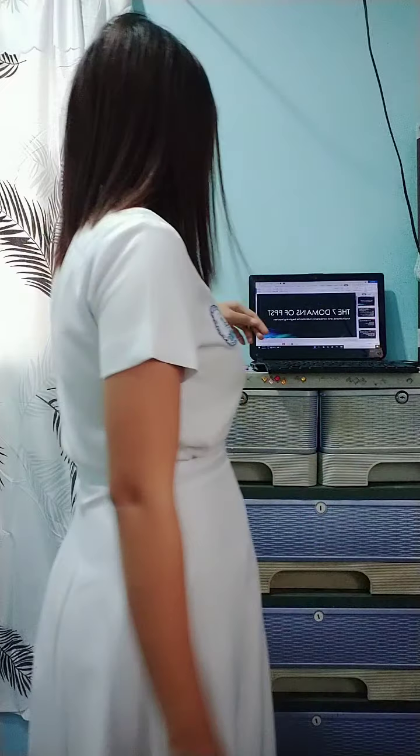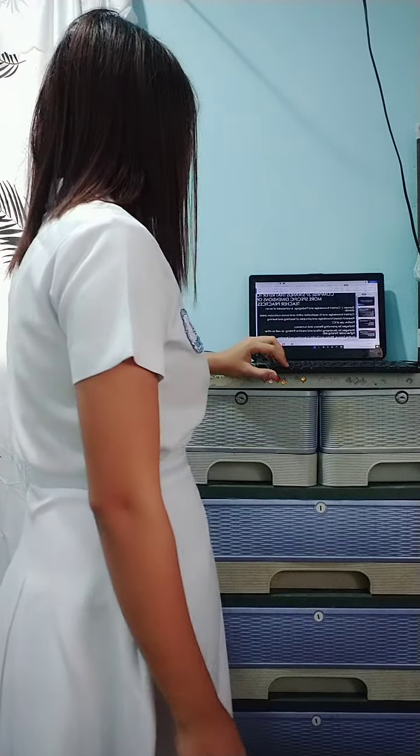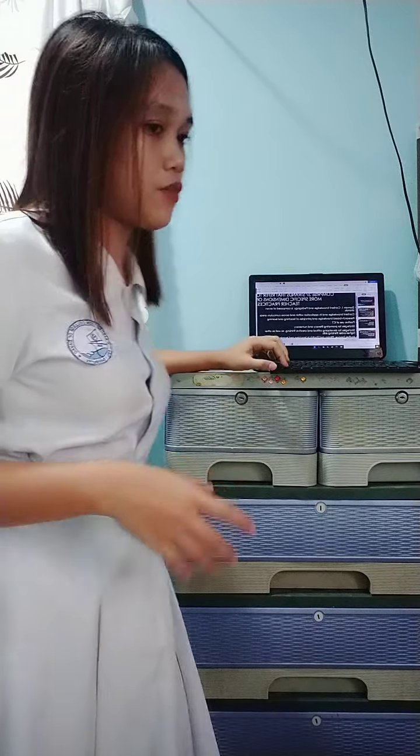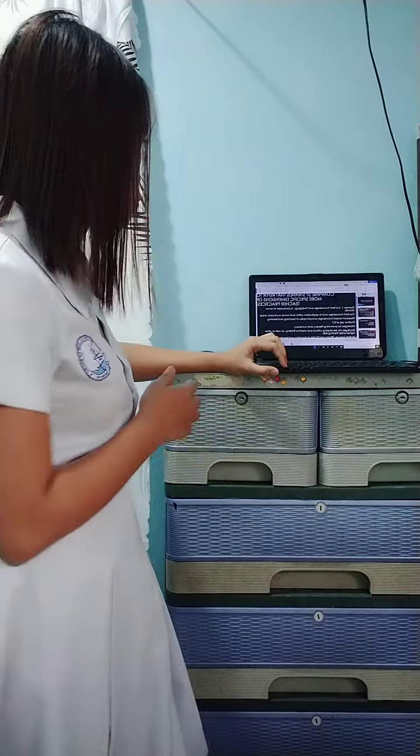Hello, good day everyone. This is Rachel Ramos, a second year student at Assumption College of Davao, and now I am here in front of you to explain the 7 domains of PPST and its competency indicators for beginning teachers. So, the 7 domains comprise 37 strands that refer to more specific dimensions of teacher development.